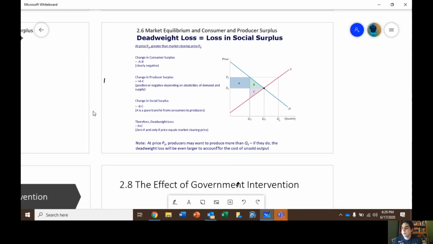Deadweight loss is a concept that we talked about in class. Deadweight loss is significant for understanding interventions in marketplaces. So when we don't let markets clear, we do have deadweight loss. Markets become inefficient. So we're going to look at a couple of examples of deadweight loss.